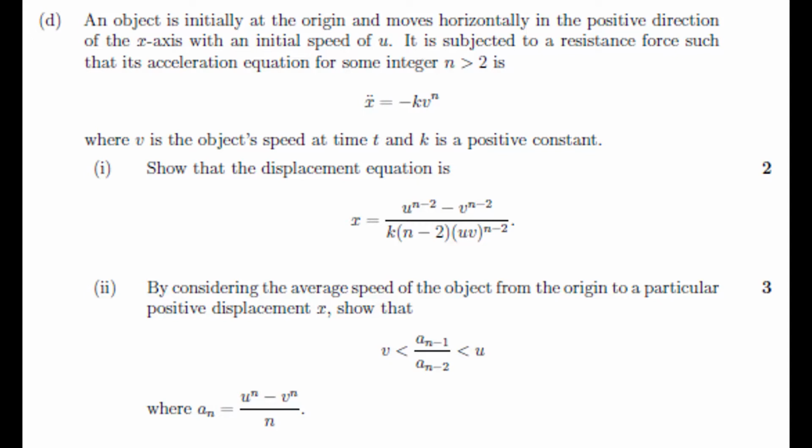an object is initially at the origin and moves horizontally in the positive direction of the x-axis with an initial speed of u. It is subjected to a resistance force such that its acceleration, for some integer n greater than 2, is x double dot equals negative k v to the n. And we're told v is the object's speed at some time t, and k is a positive constant.